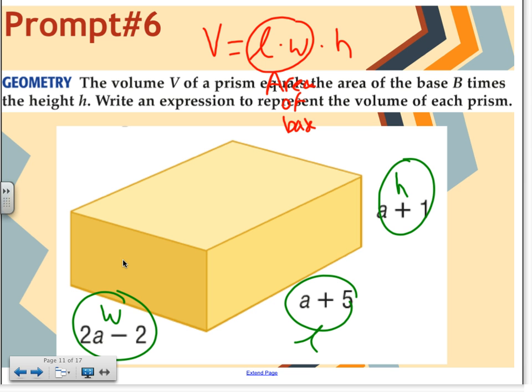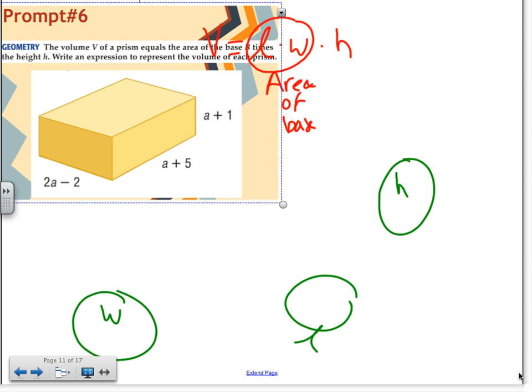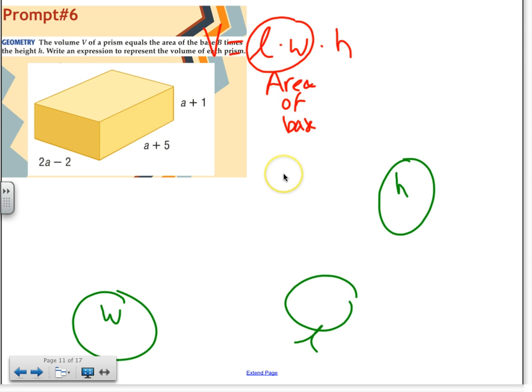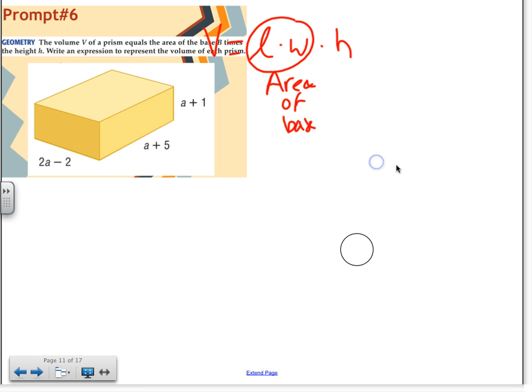I can now use the general formula, or the structure of this problem, and put everything in place so that we can start simplifying this thing. Let's take a look. We know the volume, and we identified the width, the length, and the height. Let's write our entire expression. Volume is what?